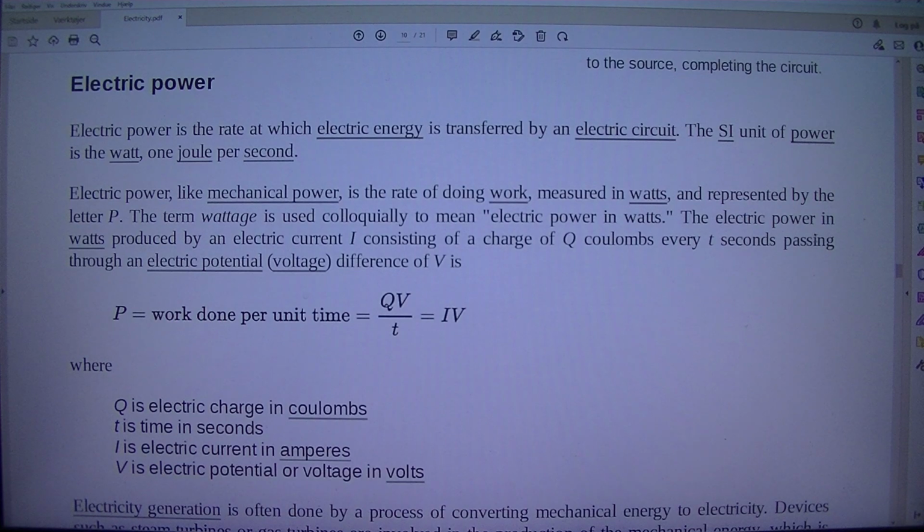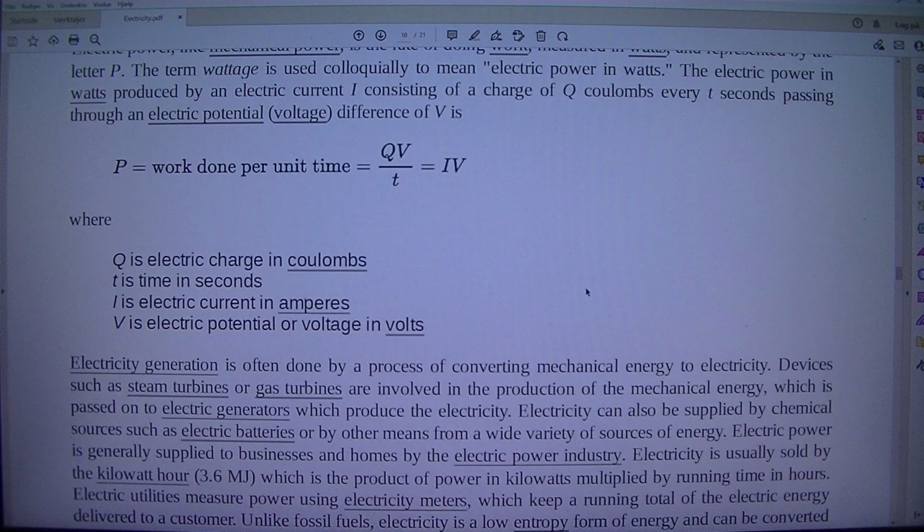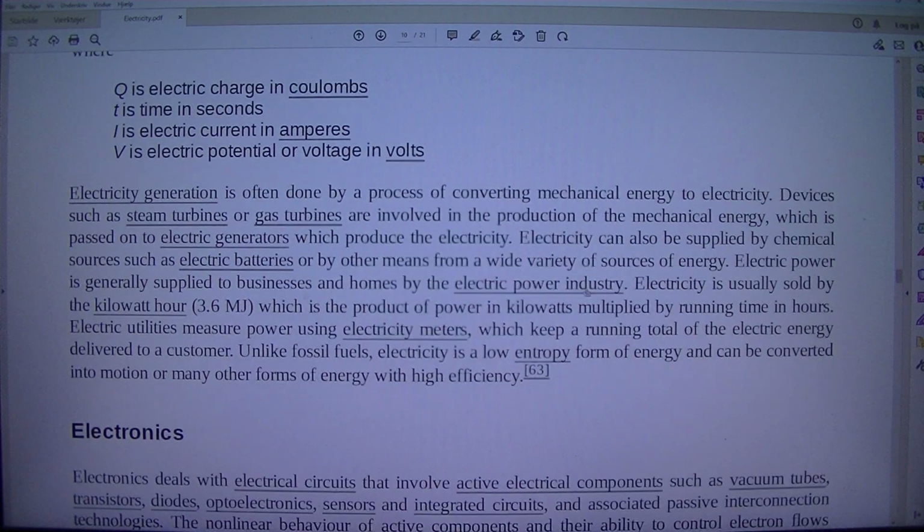The electric power in watts produced by an electric current I consisting of a charge of q coulombs every t seconds passing through an electric potential (voltage) difference of V, where q is electric charge in coulombs, t is time in seconds, I is electric current in amperes, and V is electric potential or voltage in volts.